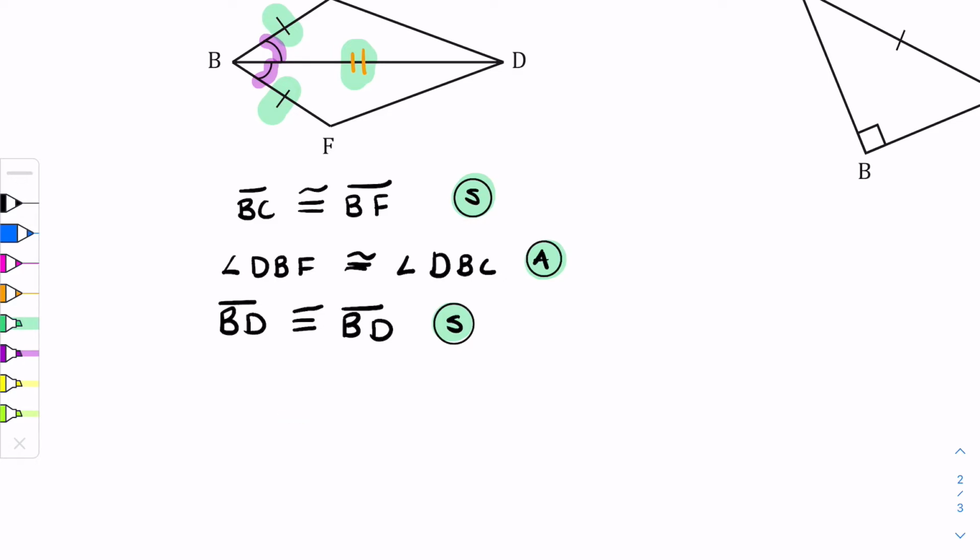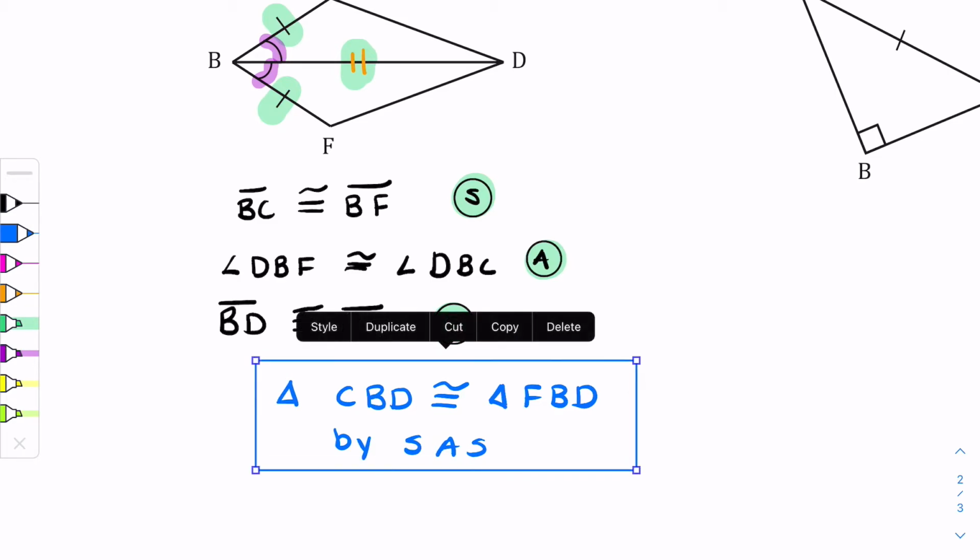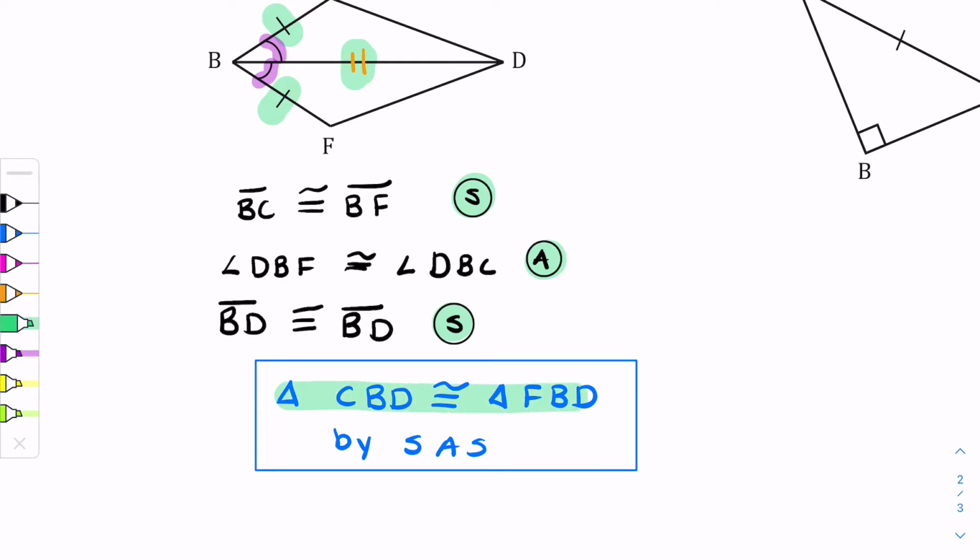When we write our congruent statement, we're going to write it as triangle CBD is congruent to triangle FBD by side, angle, side. So a reminder from yesterday's class, this here, that's your congruent statement. This here, that's your reason.